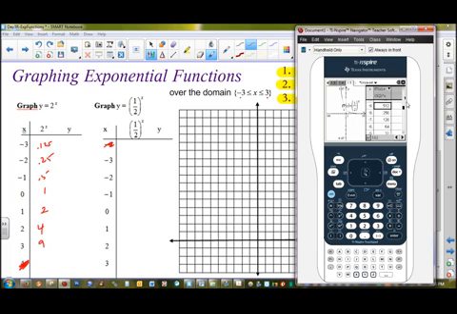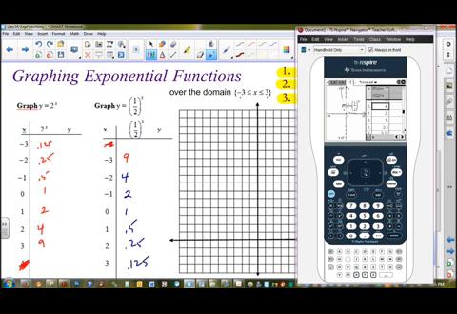At -3, and you may be able to figure these out on your own. This keeps jumping on me. -3, I'm actually going to be looking at a 9 there. So -3, I got a 9. I think I'll change colors here. -2, I've got a 4. -1, I've got a 2, 0, 1, no surprise, 1.5, 0.25, and 0.125.